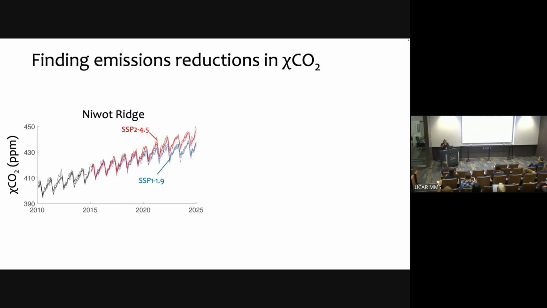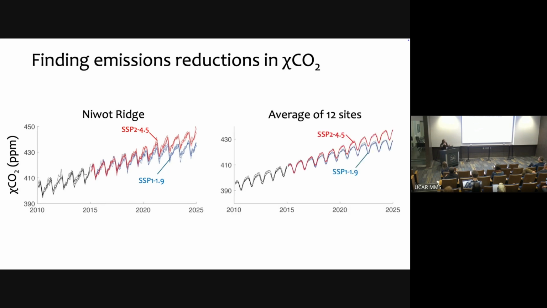So locally, it would be really hard to detect this large-scale global reduction in emissions if we were looking for it in the atmospheric CO2 mixing ratio. But if I average 12 of the most commonly sampled flask sites across the entire globe, I can start to see a cleaner separation of these two lines.